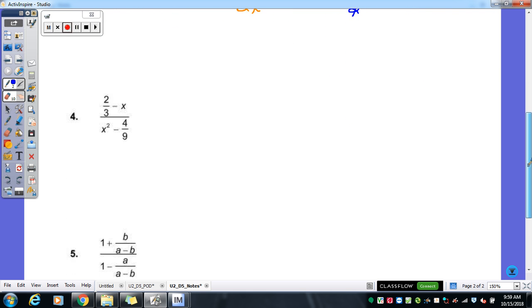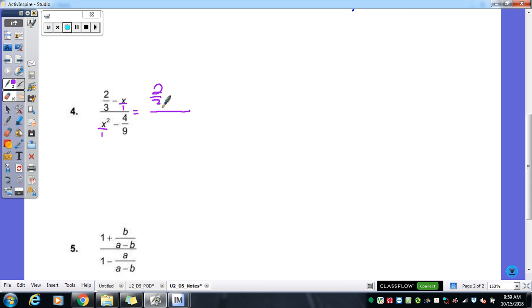So looking at number 4, I'm going to put all my denominators of 1 in there. That x is over 1, that x squared is over 1. So up top we would have a common denominator of 3, because 3 and 1, just multiply them together. So that means I'd have to multiply that second fraction times 3, so that would give me a 3x over 3. So 2 minus 3x all over 3 is our new top fraction once we combined everything.